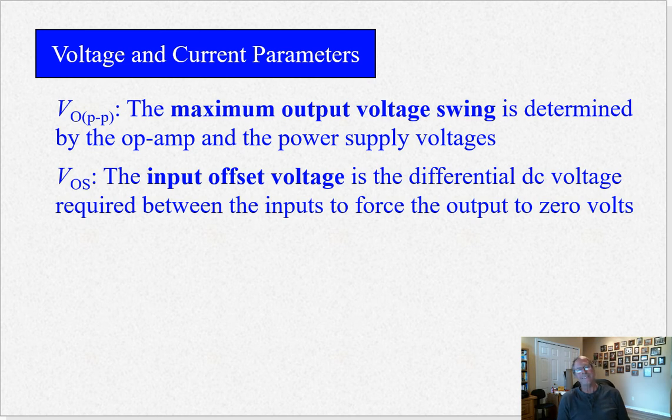Is that important? Yes, sometimes it is, particularly in audio circuits, where when you're powering on something you can hear a little pop in the speaker or the headphones. That's that input offset voltage. You want it to be 0.